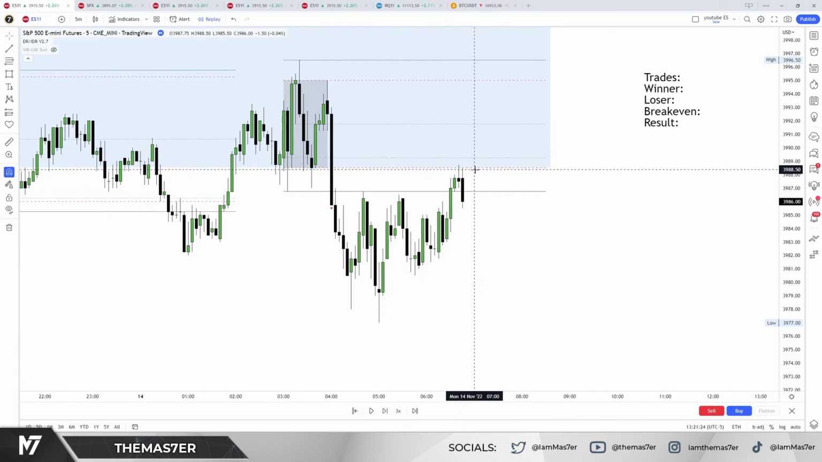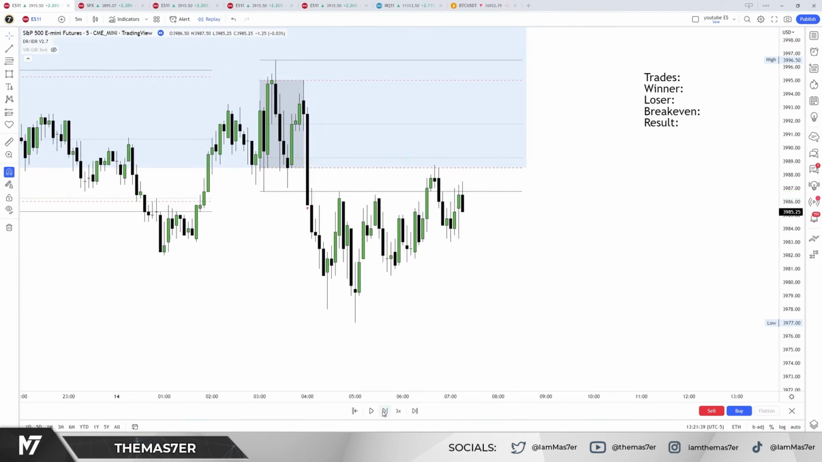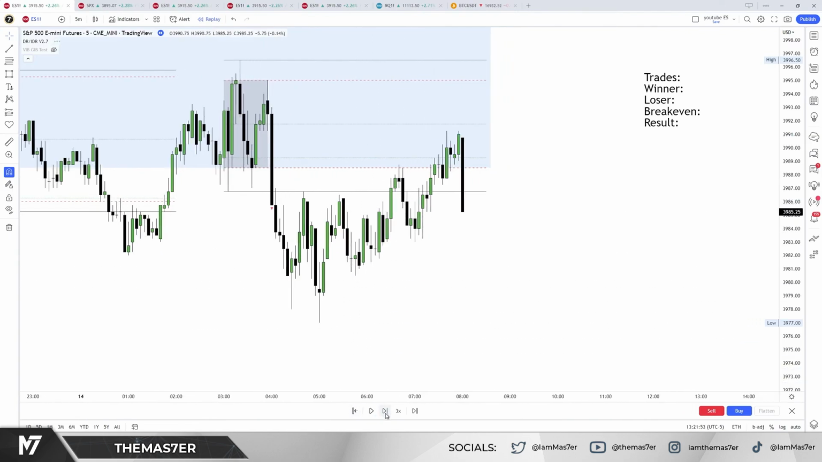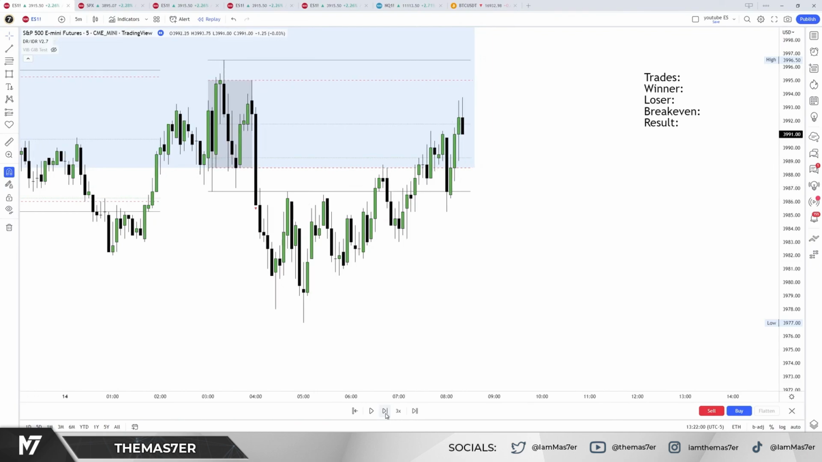Nice rejection from the IDR levels. We are still waiting because of the ADR model. Volume imbalance over here, volume imbalance over here. Nothing interesting yet. It's already 8:30, so session is over, so no trade for me.